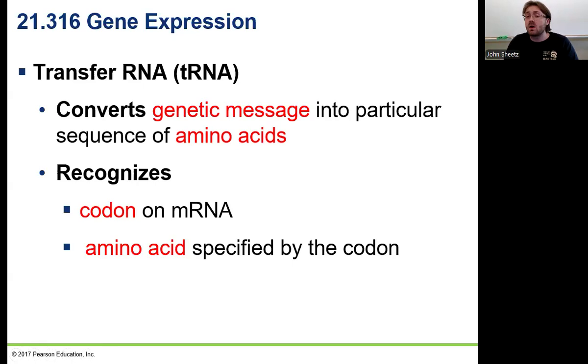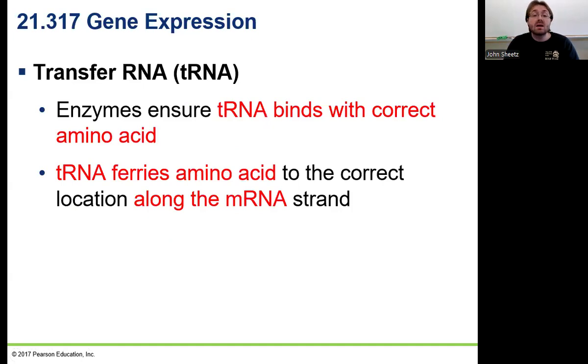So then we have transfer RNA. tRNA converts genetic messages into particular sequences of amino acids. It can recognize the codon on mRNA and what amino acid is specified by the codon. Enzymes ensure that tRNA binds with the correct amino acid, and tRNA then ferries the amino acid to the correct location along the mRNA strand. So it would be incorrect to say these amino acids are just floating around in the void. They are guided.